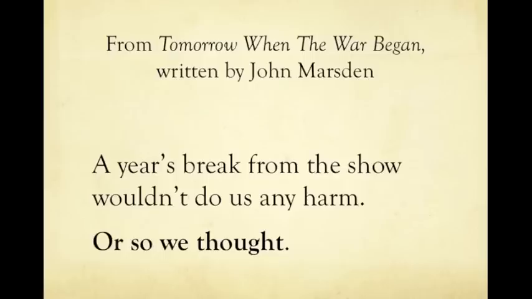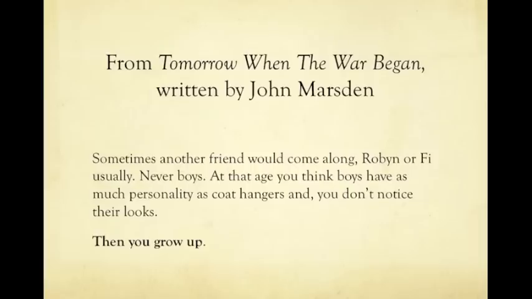Here is an example from the novel Tomorrow When the War Began, written by John Marsden. "A year's break from the show wouldn't do us any harm, or so we thought." This last line, "or so we thought," gives the reader a hint that there will be harm caused by the teenagers going away from the show this year. And notice how it's been placed on its own line as well, which gives it some dramatic effect.